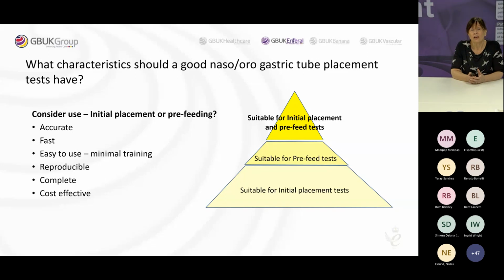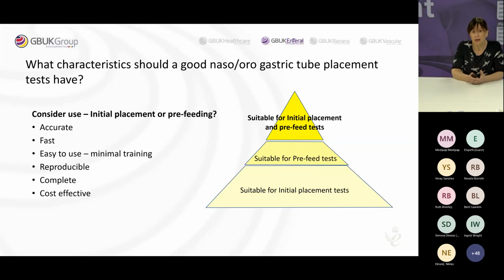When you consider a test for NG placement, the test must be accurate. You must know that you're getting an accurate result from the test that demonstrates that the tube is in the patient's stomach. The test must be fast, because if a test takes too long, then that can delay the patient's feeding, which could obviously have consequences for the patient. It must be easy to use with minimal training.